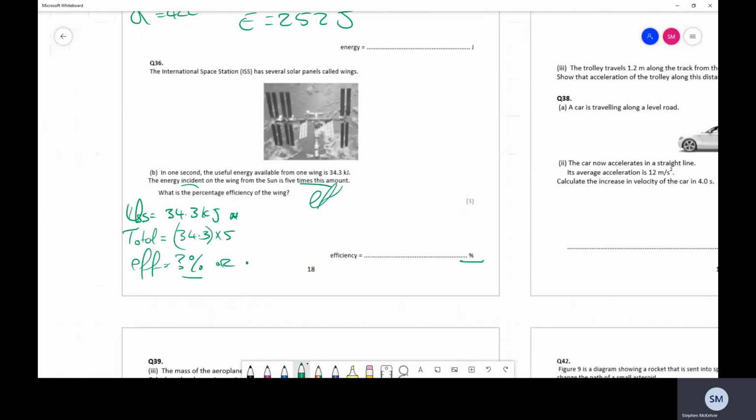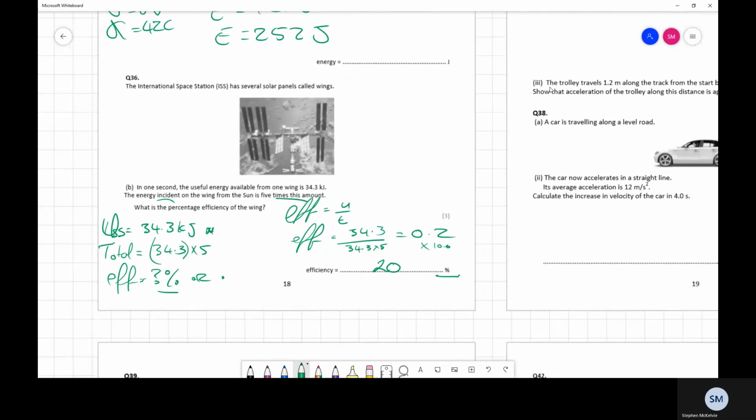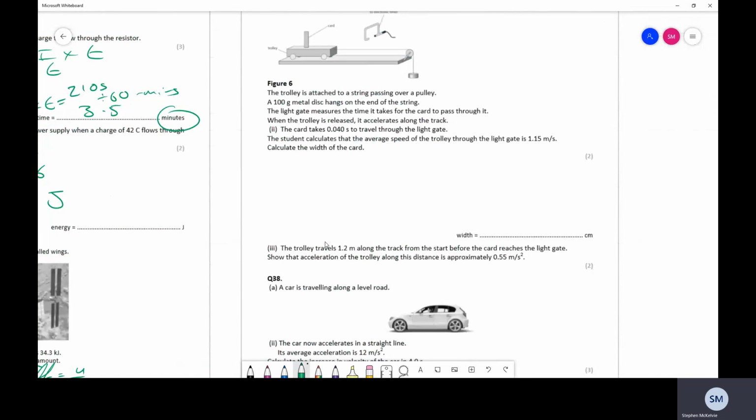So I shall write down my equation. Efficiency is equal to useful divided by total. Efficiency is equal to 34.3 over 34.3 times 5. The efficiency will then give me 0.2. Now I want this as a percentage, so I'll multiply it by 100, giving me my answer to be 20%. So if they throw funny words at you, ignore the funny words. Just look at what they're asking you.